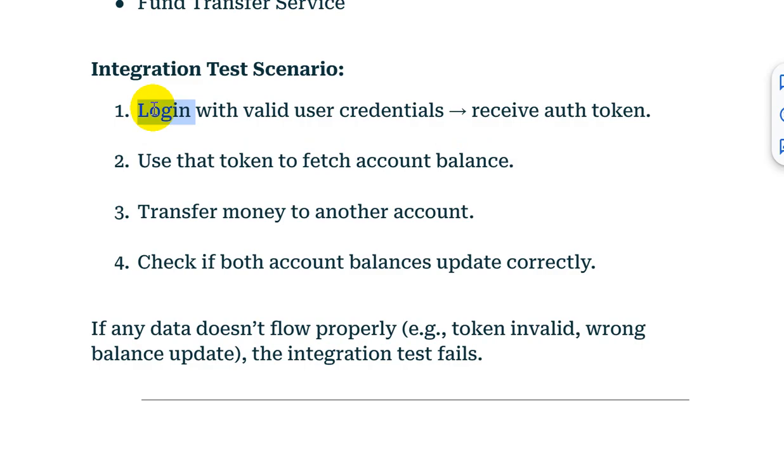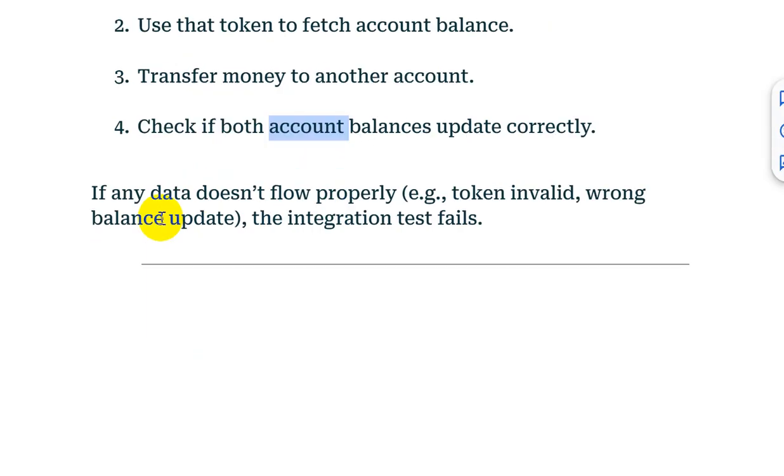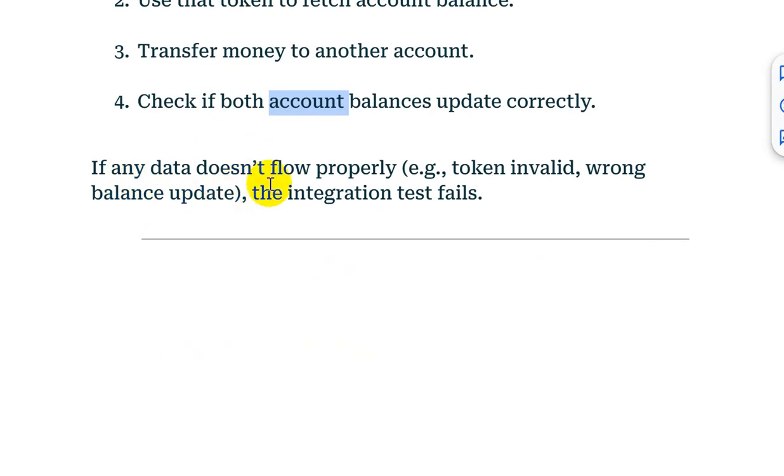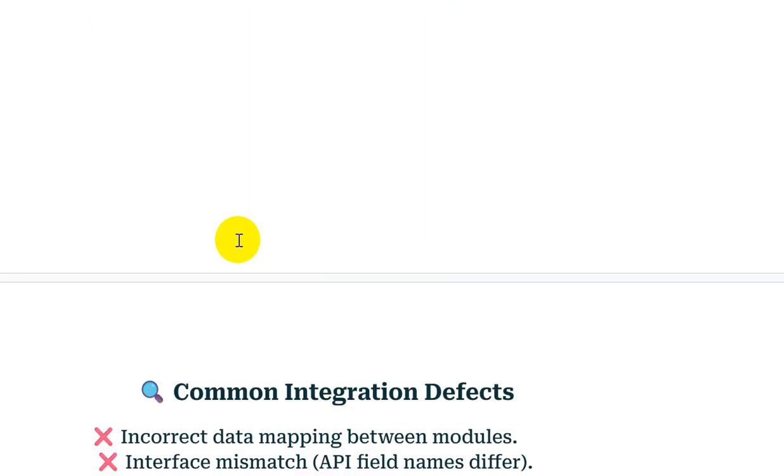Here we can perform the login module testing. Here we can use the token. Here we have performed a money transfer to another account, and here we can also check the account balance. If any data doesn't flow properly, suppose an invalid token, wrong balance or update, at that time the integration test will fail. So this is integration testing.